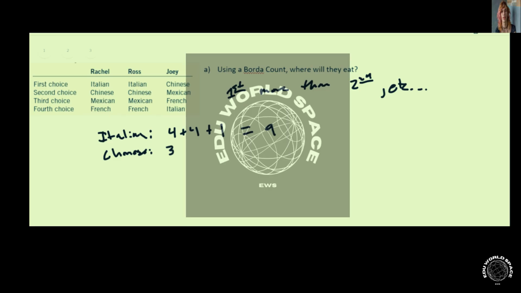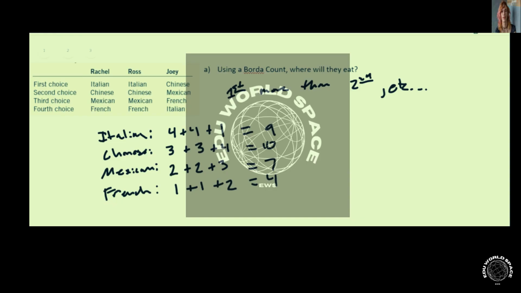Chinese has 2 second place votes that are each worth 3 and one first place vote, which is worth 4. That's 10. Mexican has 2 third place votes and 1 second place vote, and that's worth 7. And then lastly, French has 2 fourth place votes and 1 third place vote, which is equal to 4. So we see that using this Borda count, they're going to have Chinese for dinner.